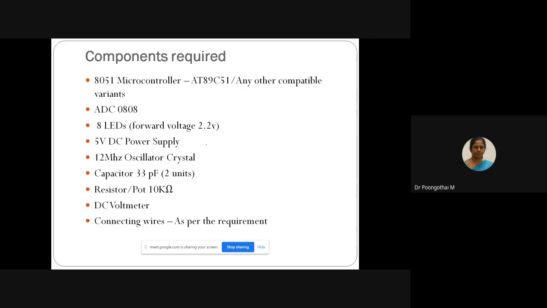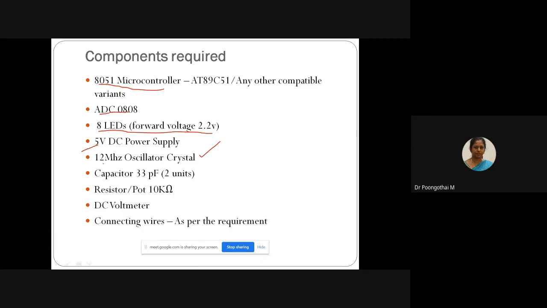So these are the components required to design your ADC interfacing with 8051 microcontroller. First component is the 8051 microcontroller, an analog to digital converter IC, and 8 LEDs. These should be connected to your output port to extract your output data. A power supply is required, and a crystal oscillator is for your microcontroller, that is for getting the clock pulses.